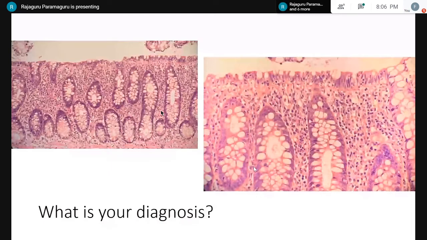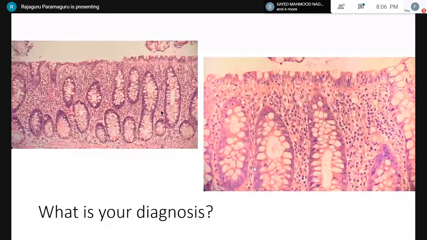But when you go to the surface here, in the low power, you can see there is some kind of attenuation of the mucosa, there is some mucin depletion, some loss of goblet cells. But when you go to high power, you can see a lot of intraepithelial lymphocytes in here. There is intraepithelial lymphocytosis with epithelial cell damage in the form of cytoplasmic vacuolation, and nuclear changes also. Some apoptosis has also been seen in the surface epithelium.